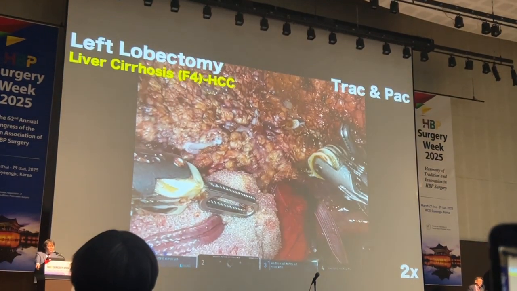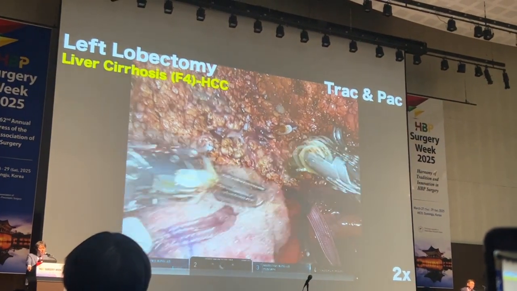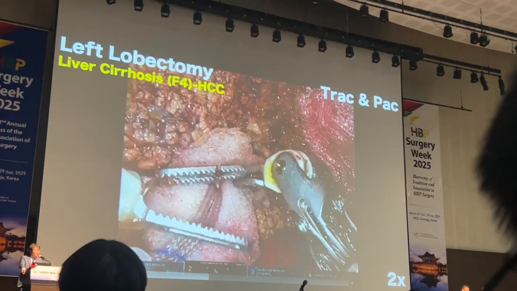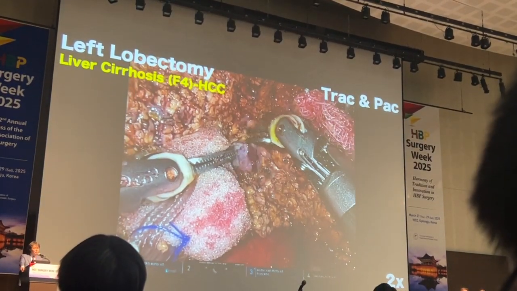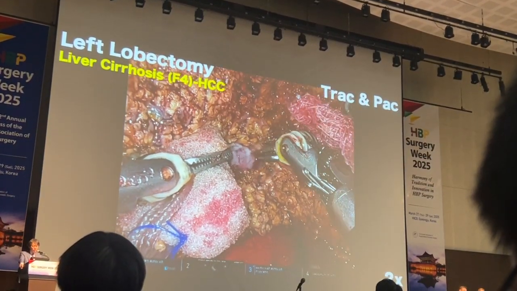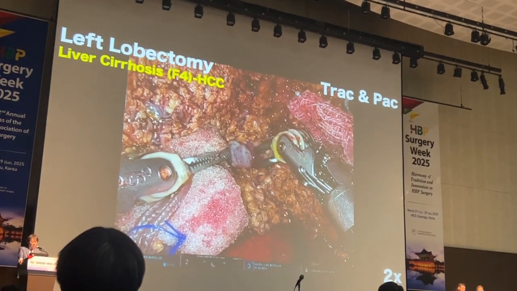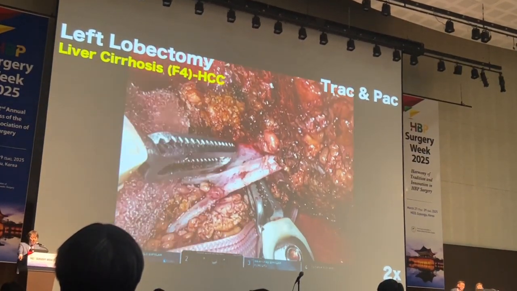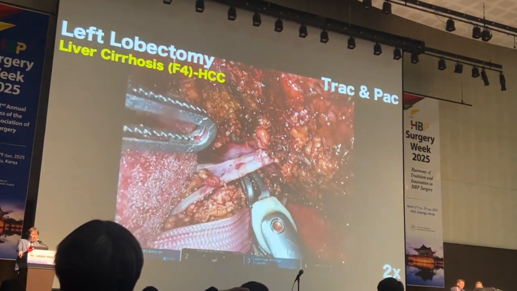The Trac and Pac method is also useful for patients with liver cirrhosis. This is a case of hepatocellular carcinoma with moderate fibrosis, stage 4 liver cirrhosis. So I transected the left hepatic vein and we completed the left lobectomy safely.